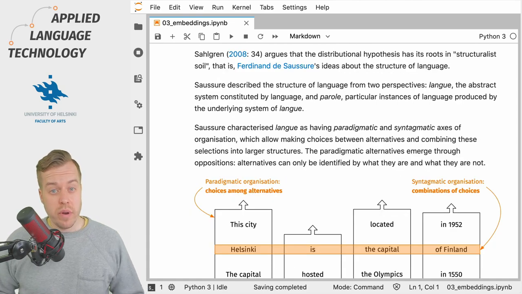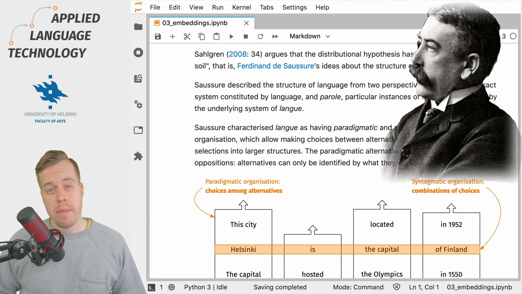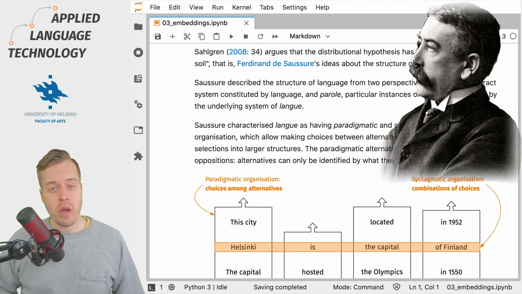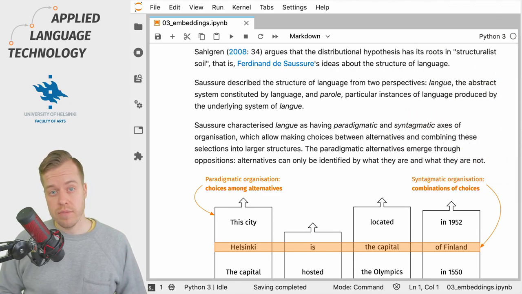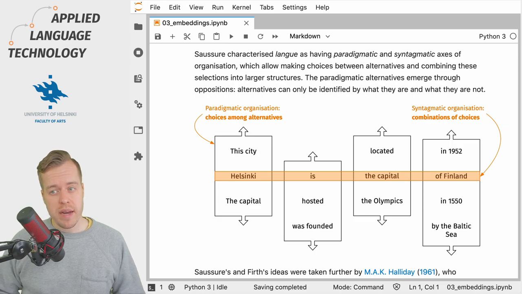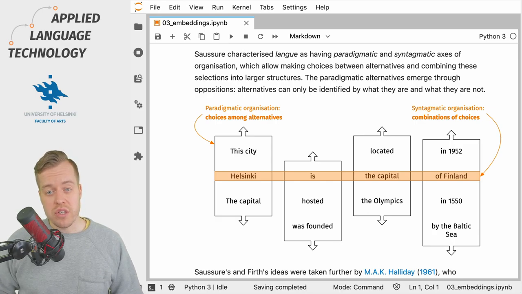Magnus Sahlgren has argued that the distributional hypothesis has its roots in structuralist soil, meaning Ferdinand de Saussure's ideas about the structure of language. Saussure famously described the structure of language from two perspectives: langue, which is the abstract system constituted by language itself, and parole, the particular instances of language produced by the underlying system of langue. Saussure also described langue as having paradigmatic and syntagmatic axes of organization. The paradigmatic organization allows making choices among alternatives, whereas the syntagmatic organization allows taking selections made among paradigmatic alternatives and combining them into larger units.